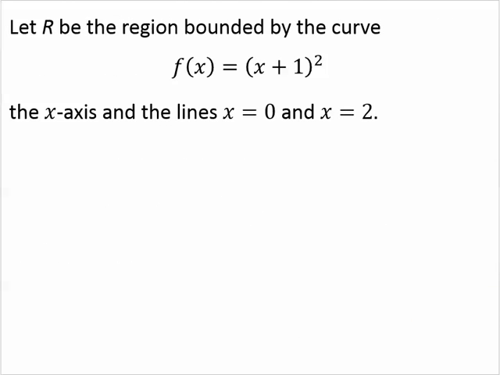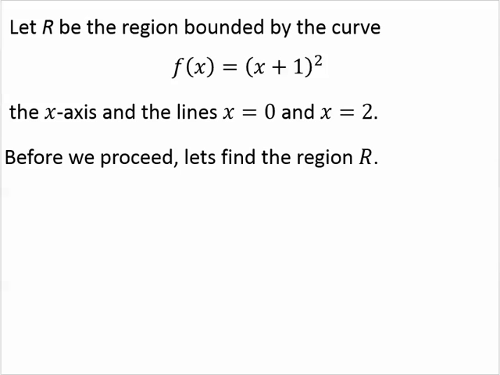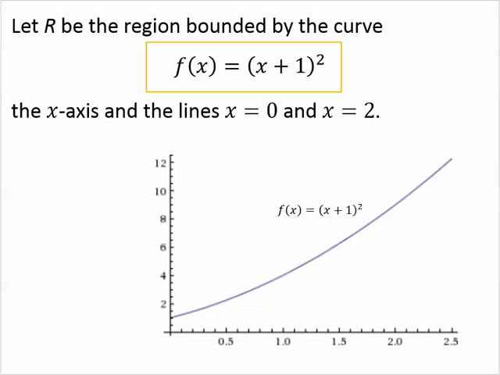Let's do an example. Let R be the region bounded by the curve f of x equals x plus 1 quantity squared, so that's your function. It's also bounded by the x-axis and the lines x equals 0 and x equals 2. Before we proceed, let's find the region R. First of all, what does the curve look like? What does f of x look like? So there's your f of x.